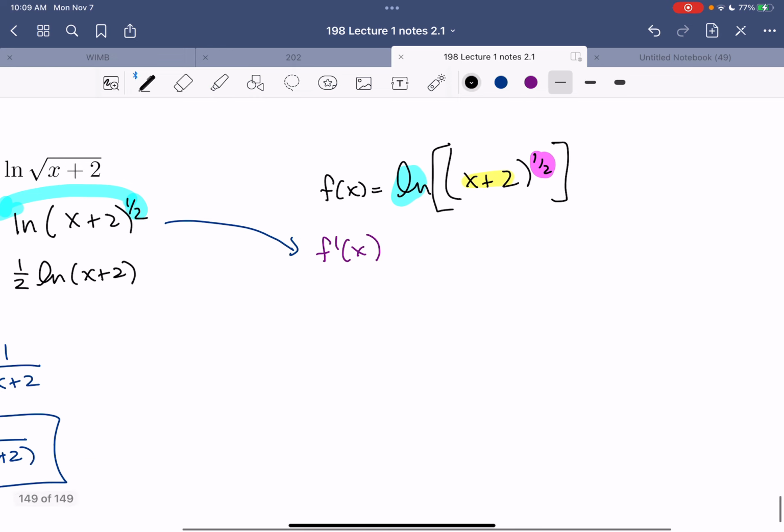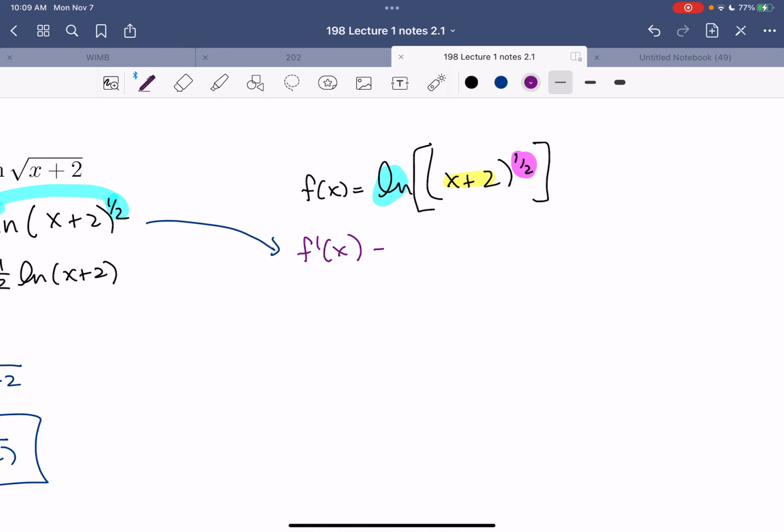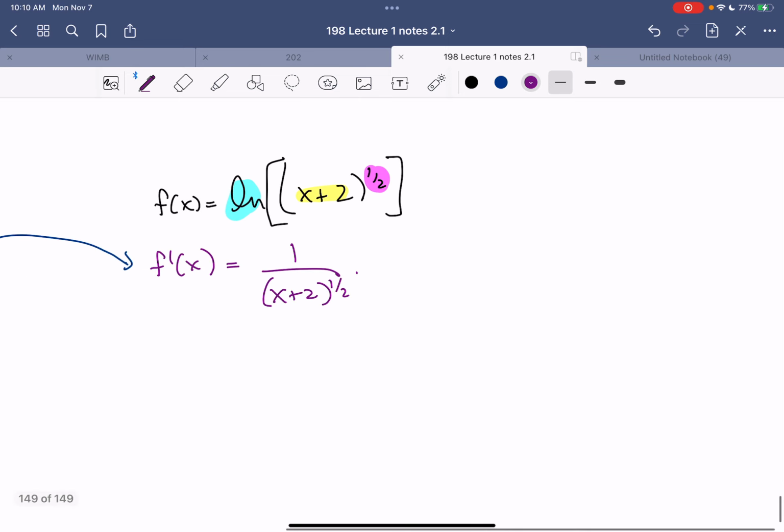So what you would do here is you take the derivative of natural log, because that's the very outside, that's 1 over whatever's there, so x plus 2 to the 1/2, times the derivative of the pink part, so bring down your 1/2, leave the x plus 2 alone, decrease the exponent by 1, and then we multiply by the very inside, the yellow part, so times 1.